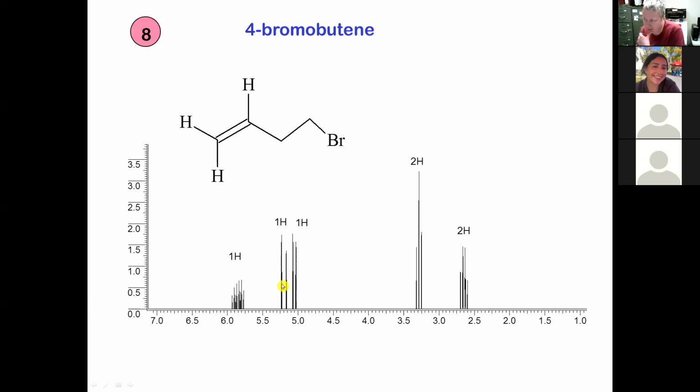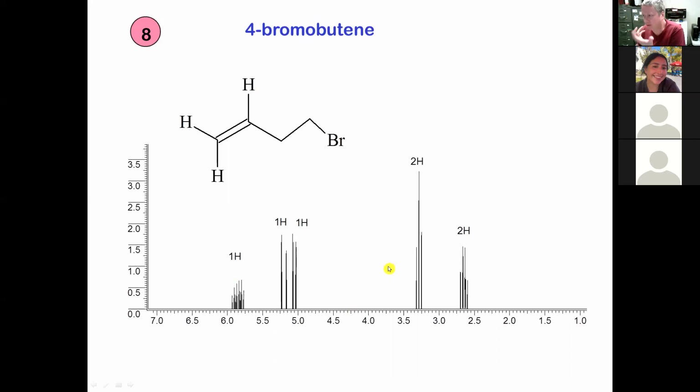So the big J value is the trans one, and the small J value is the cis one. So this one, the big difference one, that's the one here on the bottom. The other one is the cis one, because they both have one neighbor, thus they are doublets. Both of these have one neighbor, which is the neighboring carbon atom, right? So we just assigned the alkene protons.